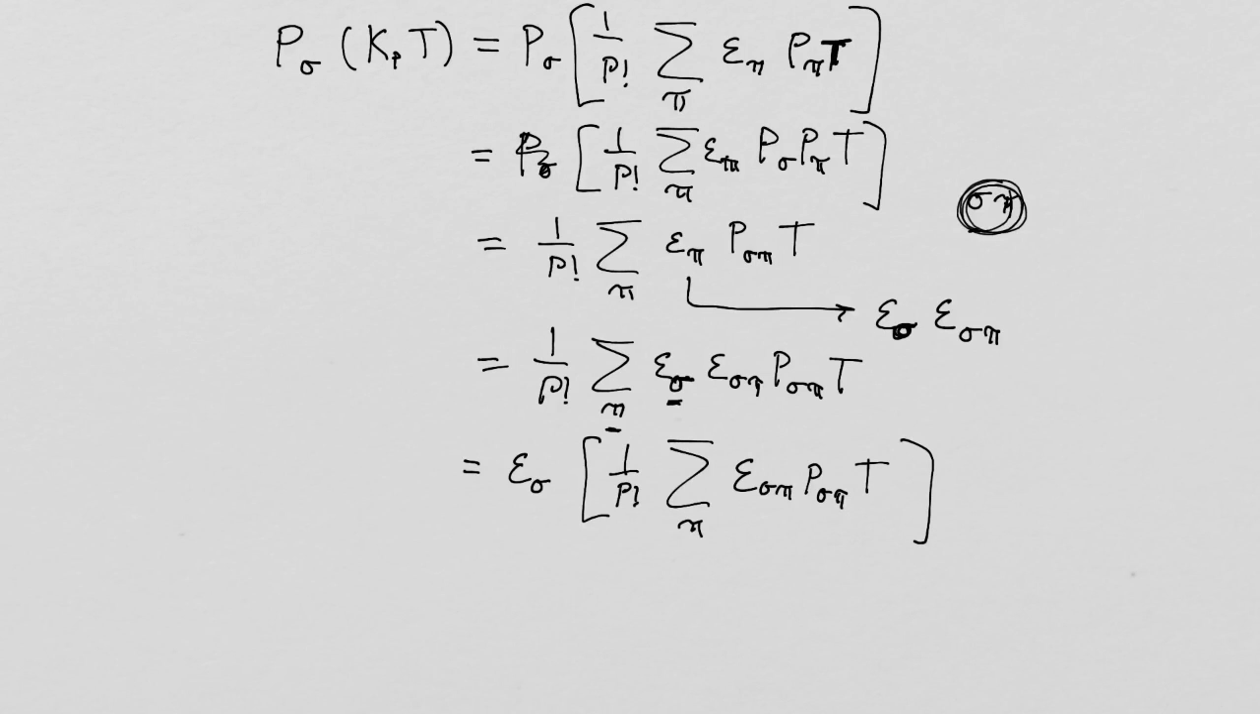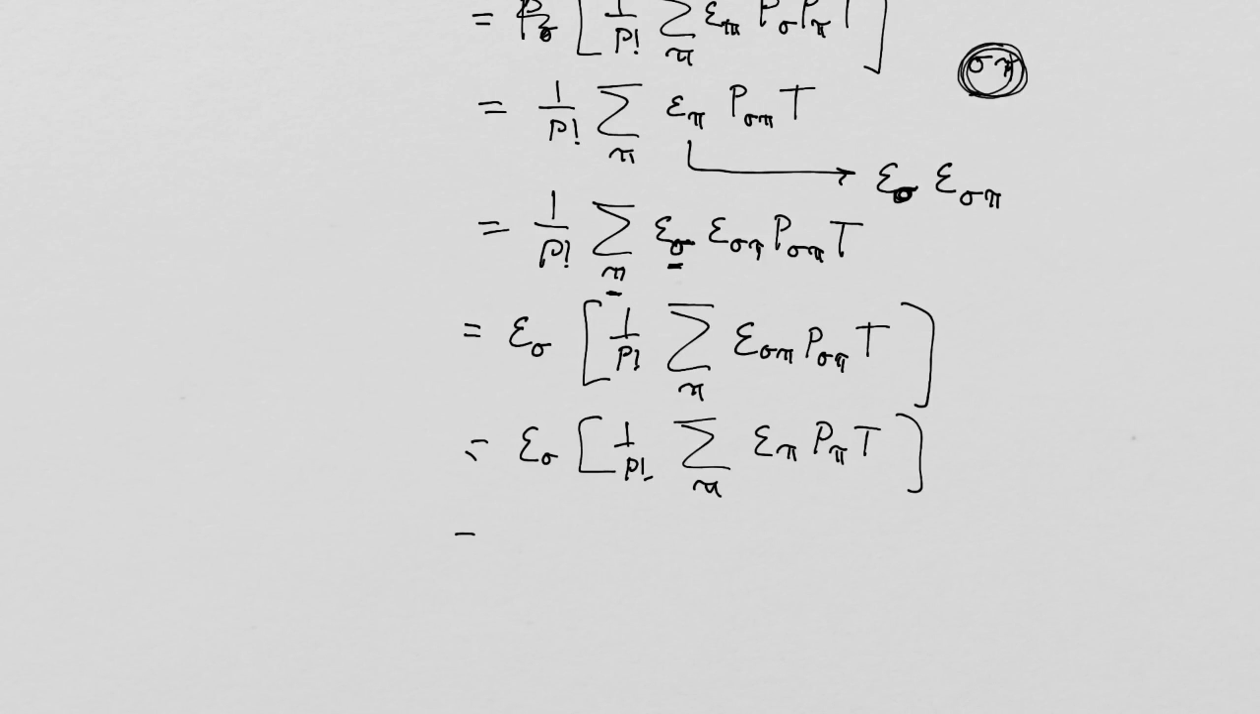But as I was just saying before, this sum is going to be identical to the sum over pi of epsilon pi p pi of t, like that, because we're summing over every single one of these things. And therefore, this whole thing ends up meaning that p sigma applied to the antisymmetrized t equals epsilon sigma times the antisymmetrized t, which means it's antisymmetric, right?